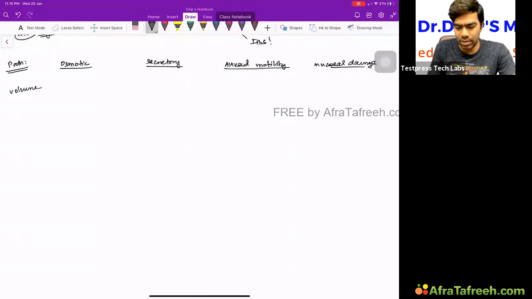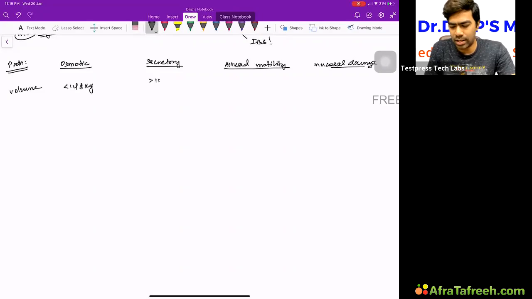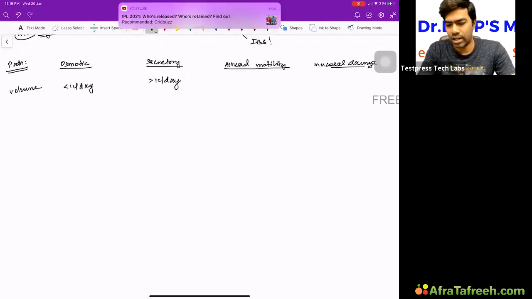Stool volume typically will be less than 1 liter per day in the setting of osmotic diarrheas. It won't be more than 1 liter per day, but in a secretory diarrhea, it can exceed 1000 ml, 1 liter per day. For altered motility, you cannot give such definitions in general.